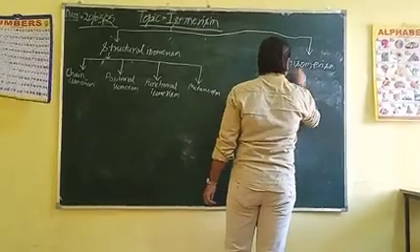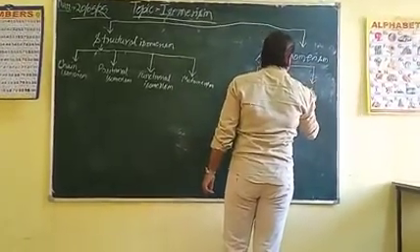First is geometrical isomerism and second one is optical isomerism.